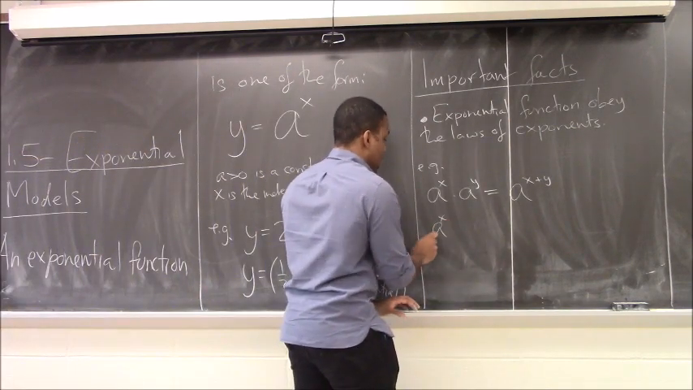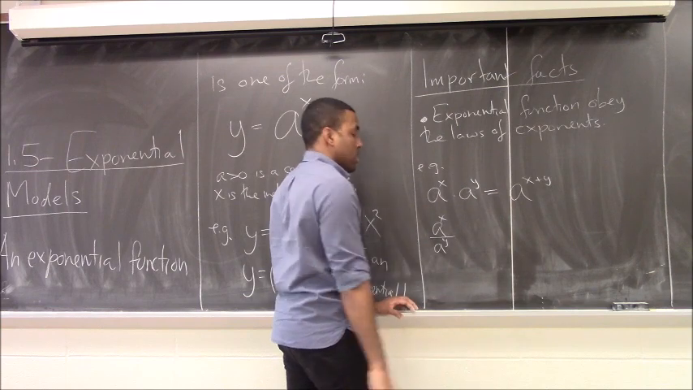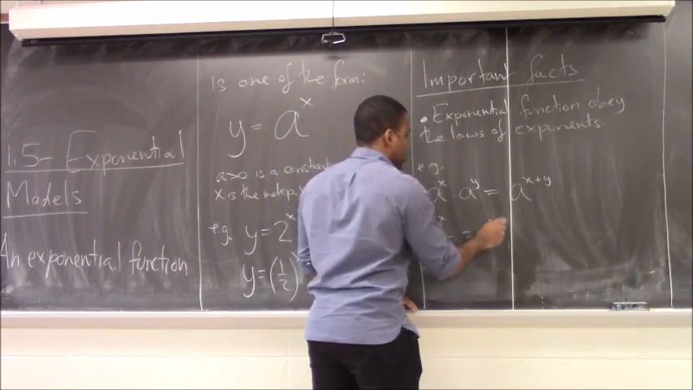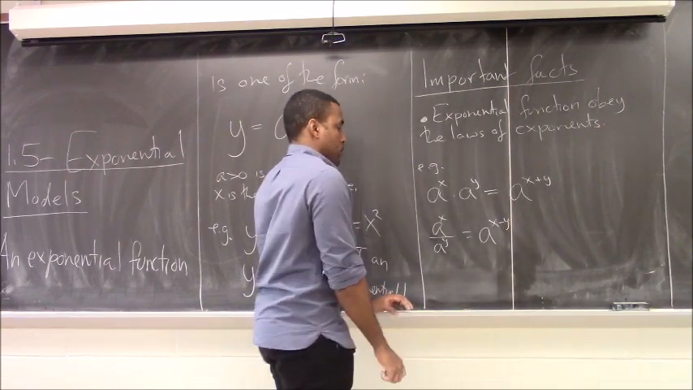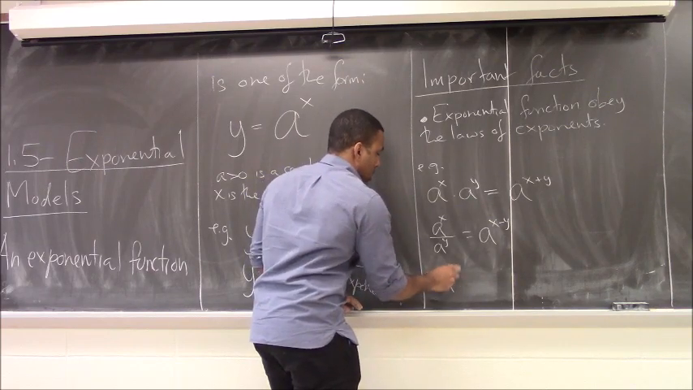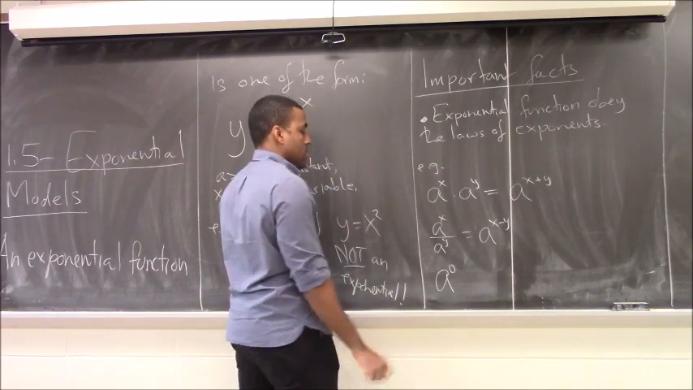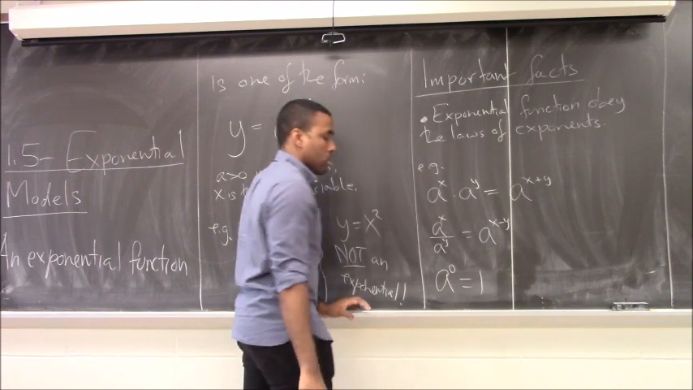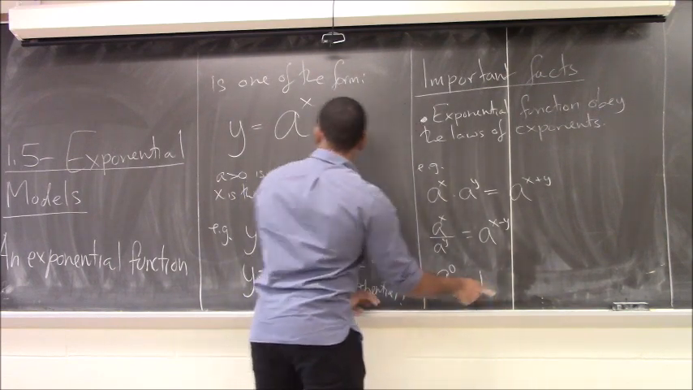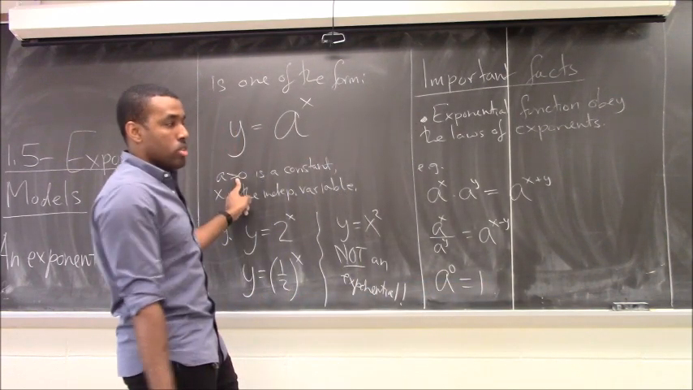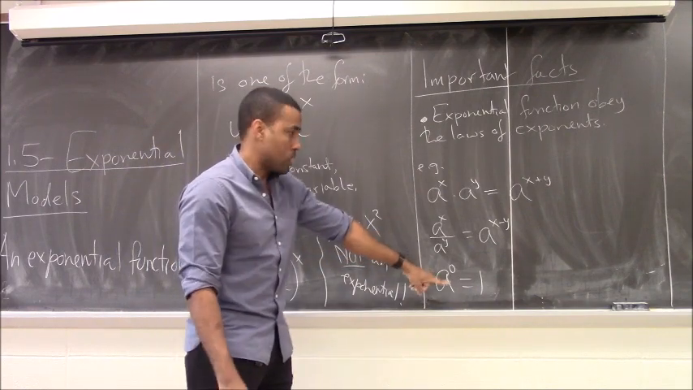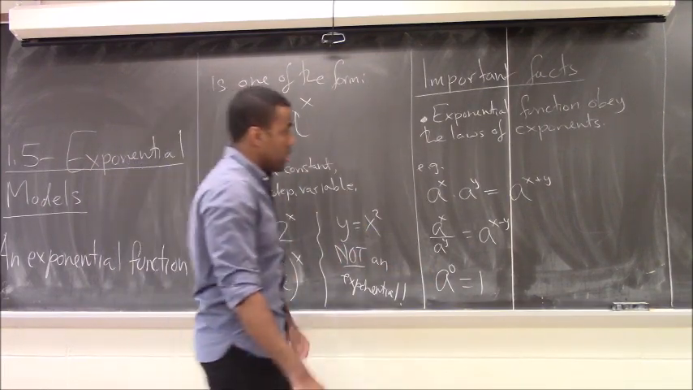Similarly, if I have one exponential function divided by another exponential function with the same base, then I subtract the powers. Similarly, at any point where my independent variable hits the value 0, it will give me 1. And of course, I'm saying my a is greater than 0. So 0 to the 0 is not 1, but we're not worried about that here.